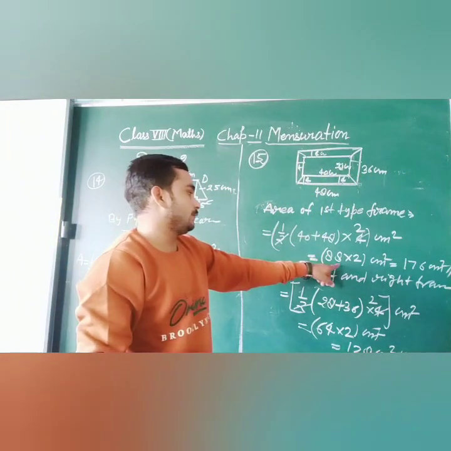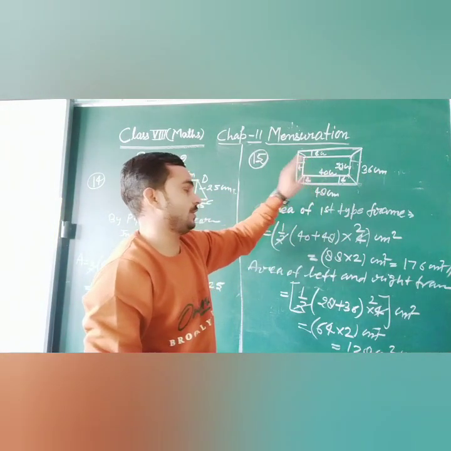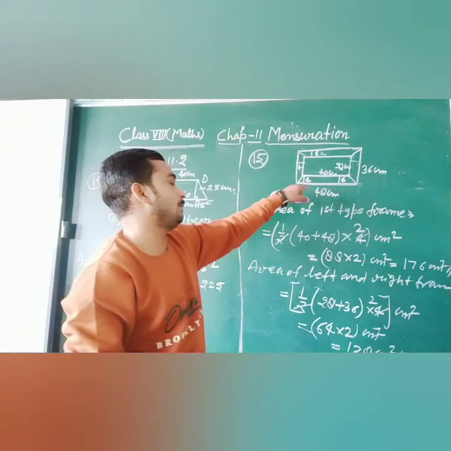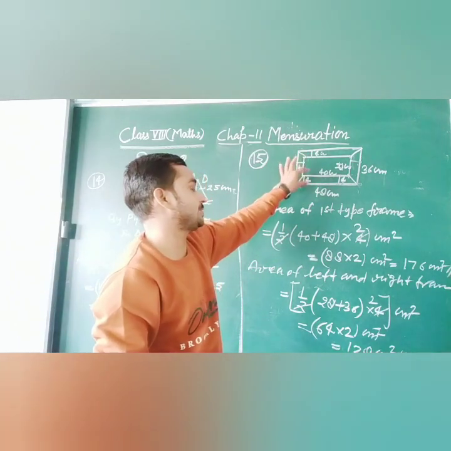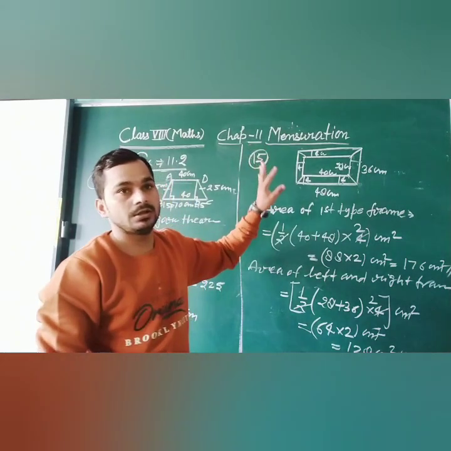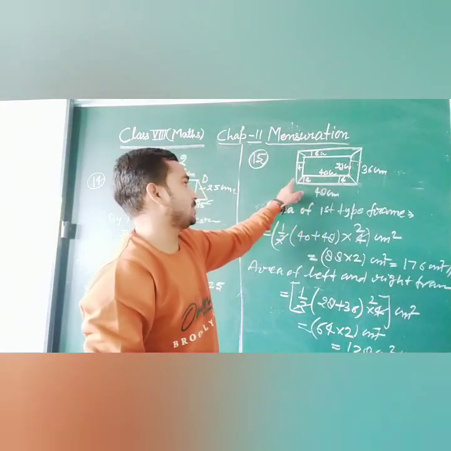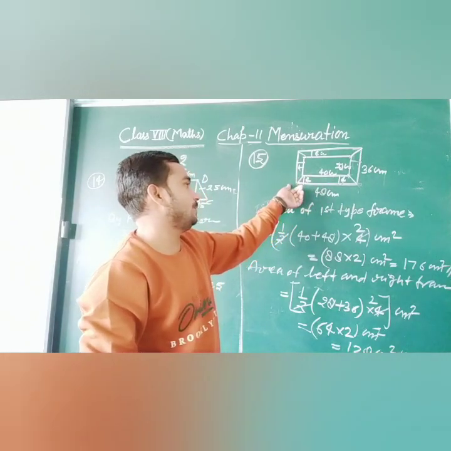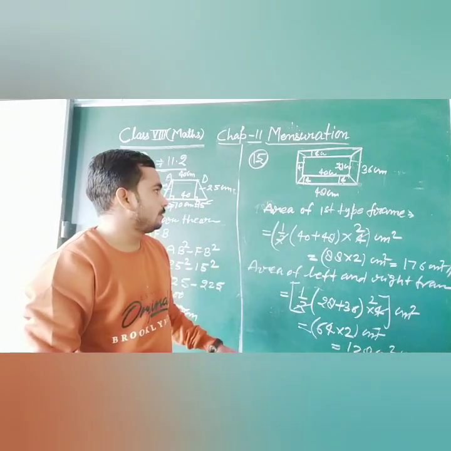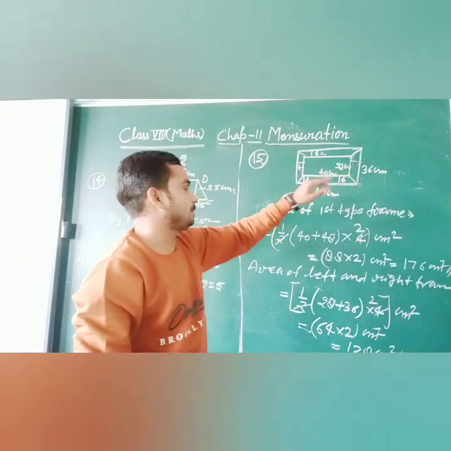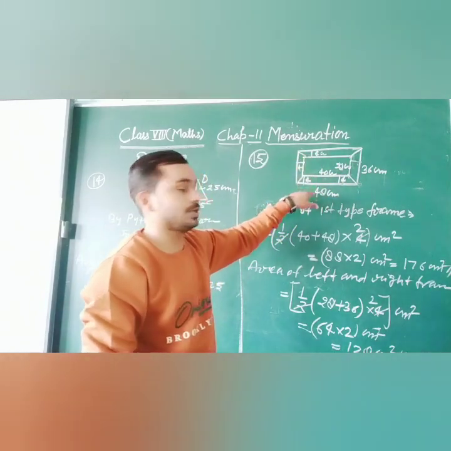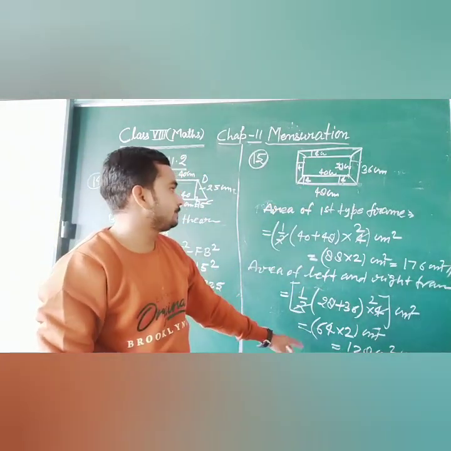and this is the area of both upper and lower frames. Because both the upper and lower frames have equal sides and the distance between them is equal. Similarly, the left and right frames' parallel sides are the same and the distance between them is also the same. So these two frames have the same area, and the upper and lower frames also have the same area.